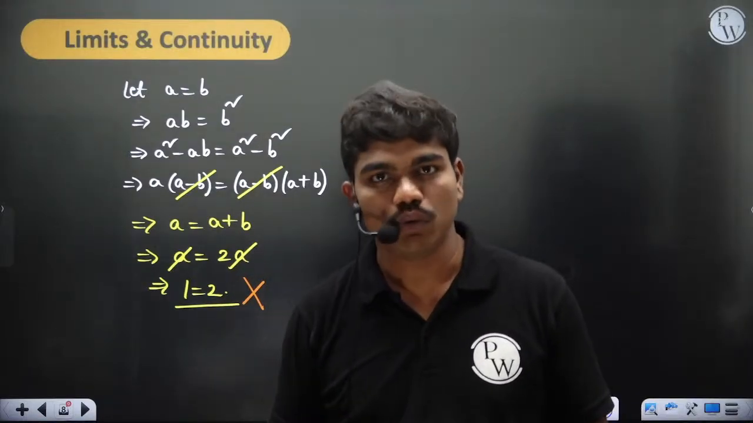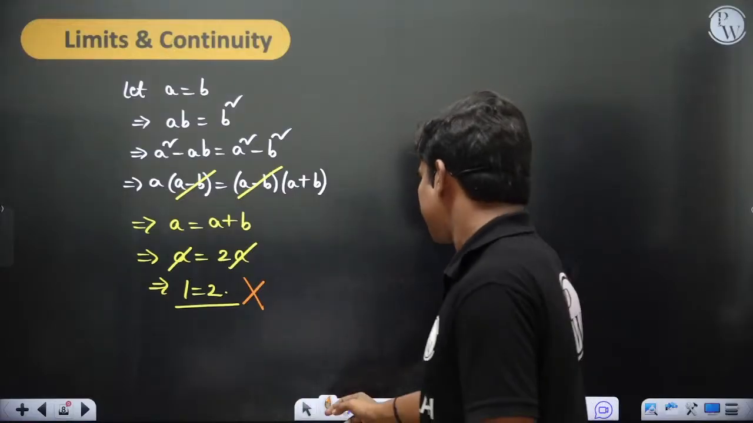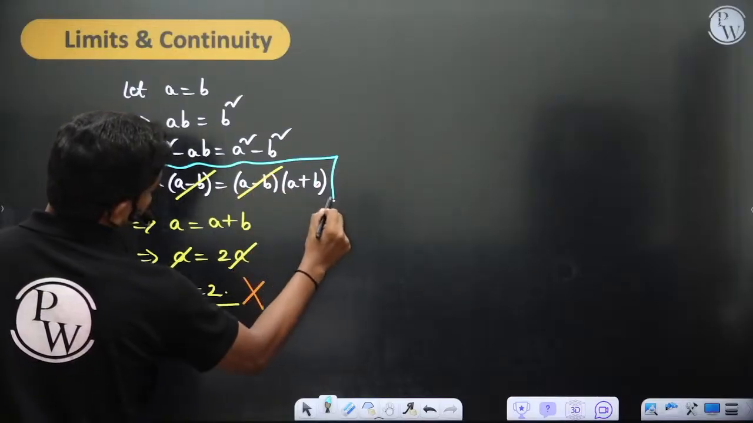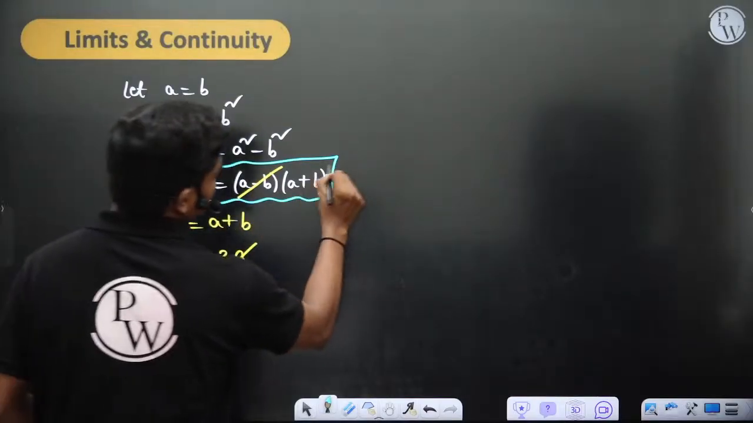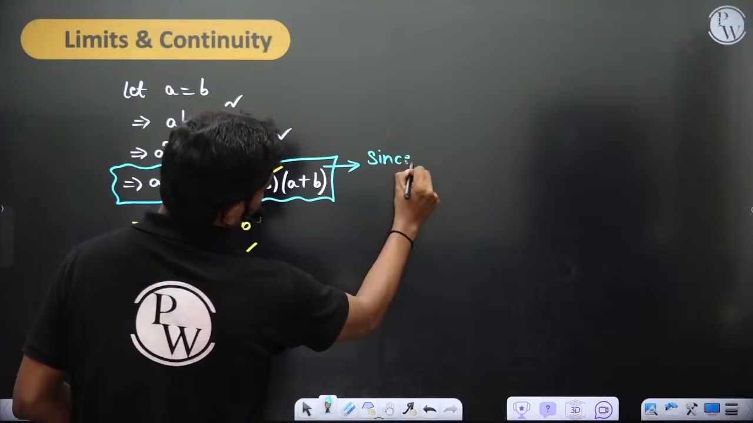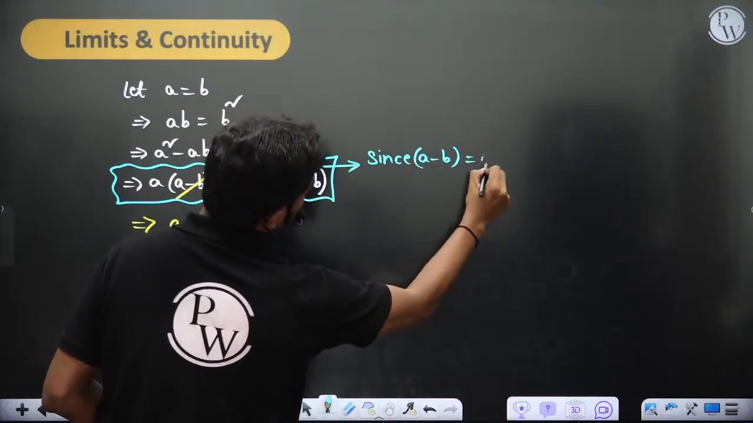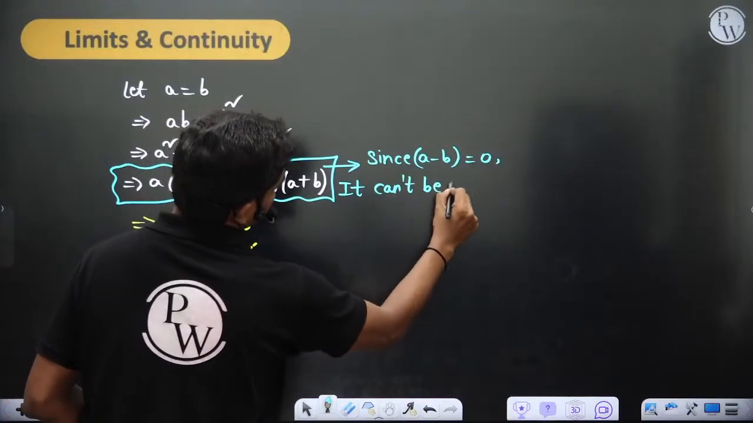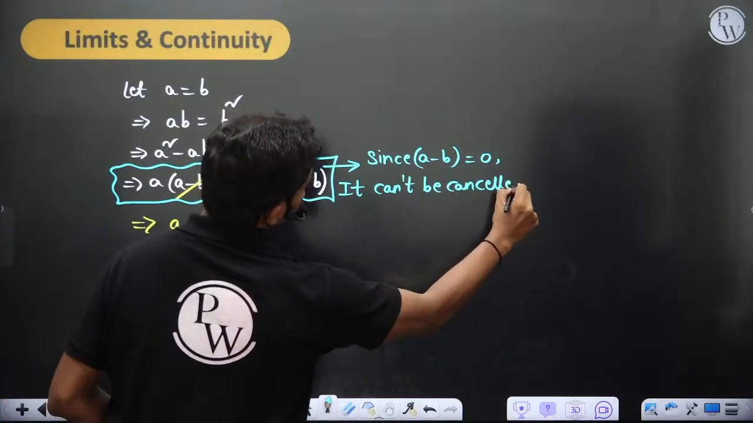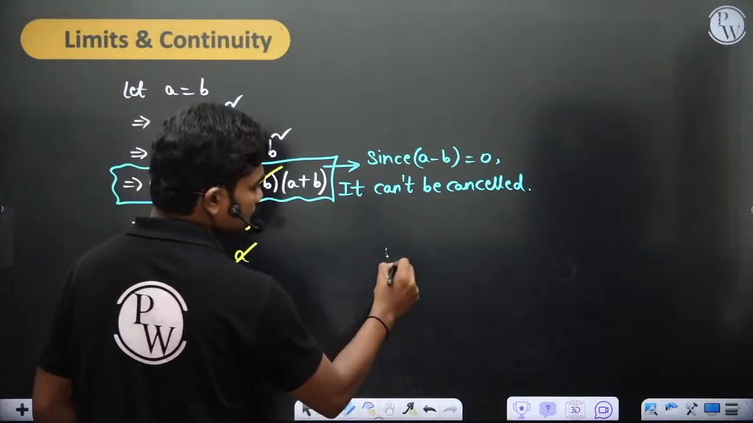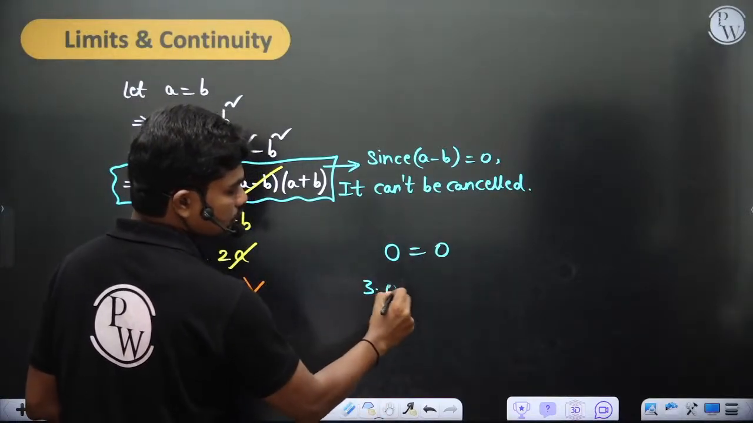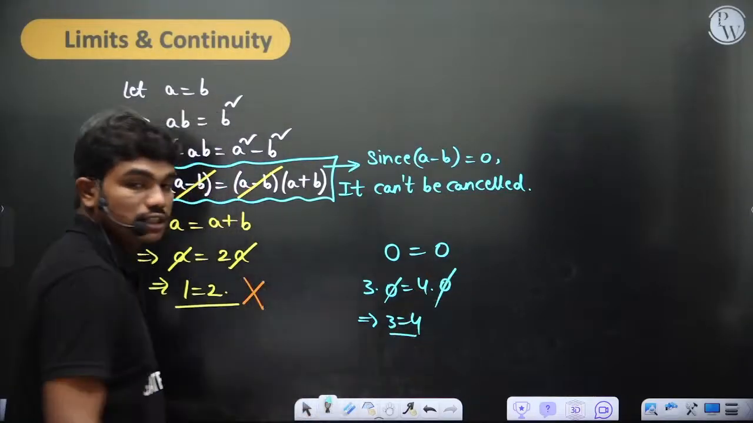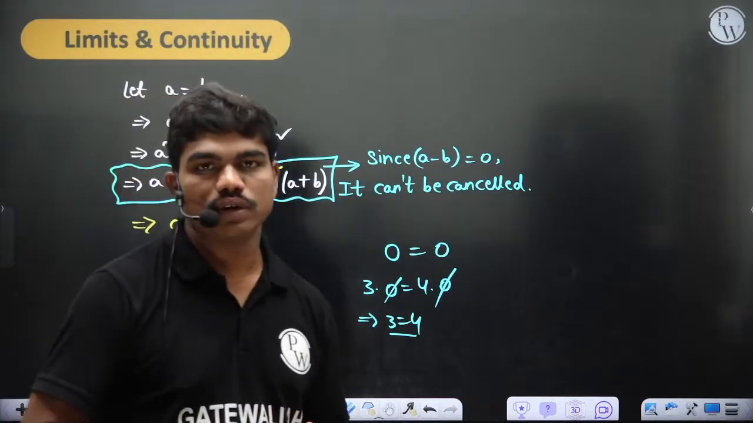Okay, many times people think what's the mistake in this, but the main mistake lies here, in this step, where I cancelled 2 zeros. Since a minus b is equal to 0, it cannot be cancelled. Means basically you cannot cancel 2 zeros. Because if I can cancel 2 zeros, then ultimately I can write 0 equal to 0, then 3 into 0 is equal to 4 into 0 maybe, and I'll cancel zeros and I'll say 3 equal to 4. That's also could be a possibility. In fact, I can show any two different numbers can be equated.